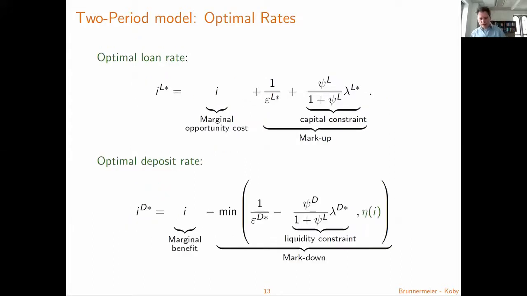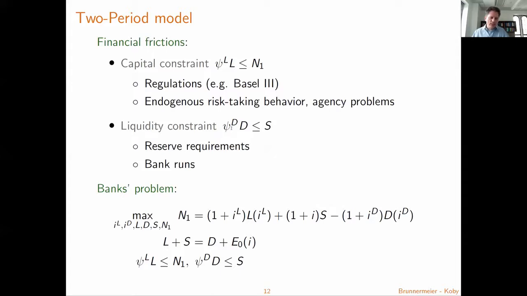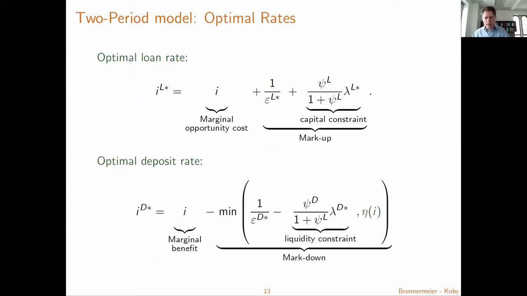And similarly, you get this in the deposit rate. You have the marginal benefit of raising a deposit, and then you have this markdown. The markdown depends again on the elasticity of the deposit supply from the depositors, from the households. And the same thing here, you have the liquidity constraint kicking in, with the Lagrange multiplier on the liquidity constraint. And this was the weight on the deposits, let's say 10%, how many safe assets you have to hold. That shows up here. But importantly, the markdown is the minimum between this expression and eta. If you were to mark down further than eta, then these guys would search around.